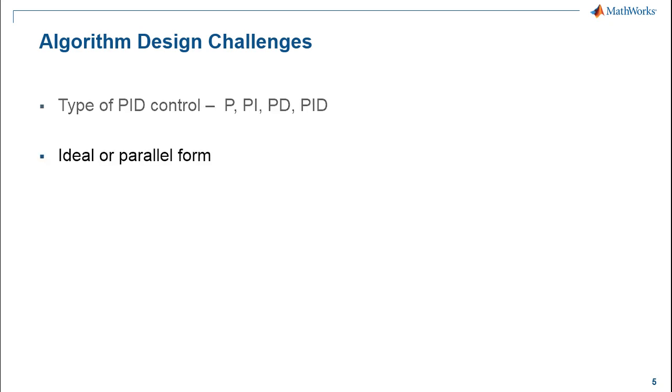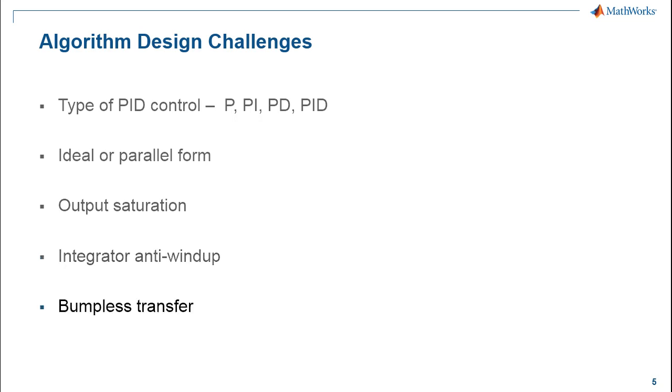You also need to be able to specify ideal or parallel form. Some applications require one or the other. You need to be able to specify output saturation, so your controller never requests the actuator to achieve some unreasonable value. You need to be able to enable integrator anti-windup protection, and if you have several PID loops and you need to switch between them, you need to have the capability for bumpless control transfer. That's the capability where you minimize the transient as you switch from one PID loop to another.